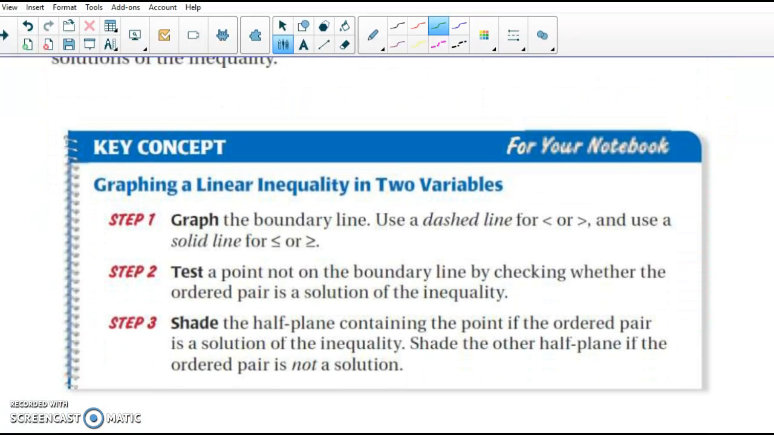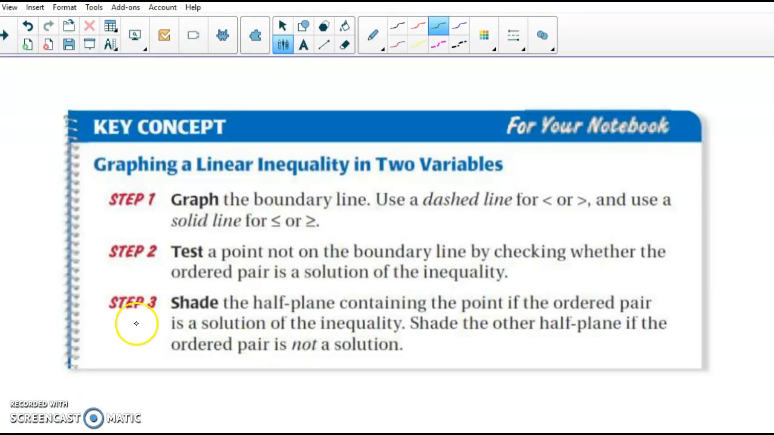I know this sounds confusing, but we're going to run through the steps and then I'm going to show you an example. And as you start to see the examples, it will start to make a lot more sense. So remember, this is looking different because we are graphing a linear inequality in two variables. That's why a number line is no longer sufficient. We're in 2 dimensions now.